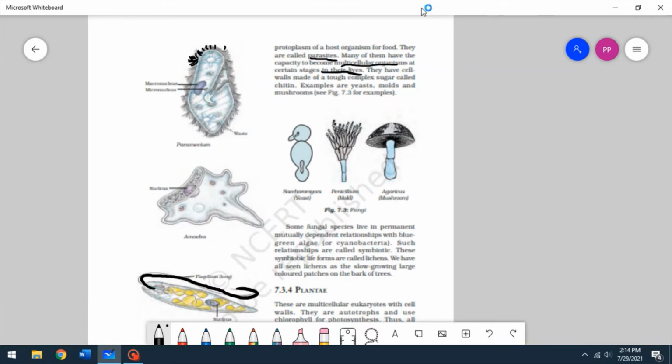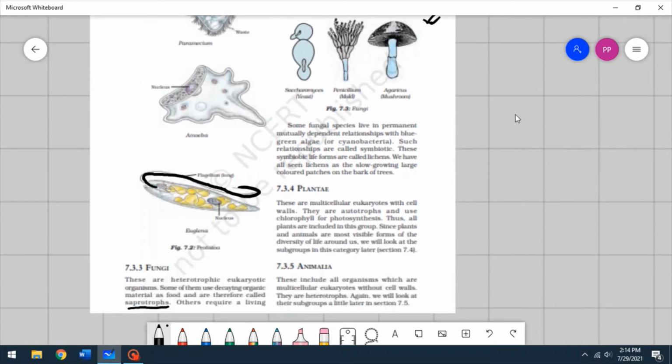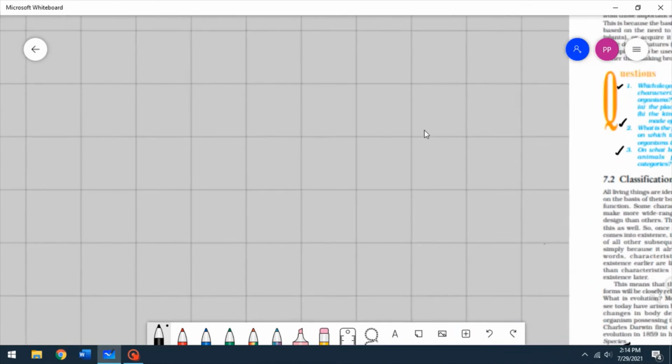They have cell walls made up of complex sugar called chitin. A few of the examples are yeasts, molds, and mushrooms. So mushroom is a common example of fungi. So is yeast, and so is mold. So this will be a very easy kingdom to remember examples for.